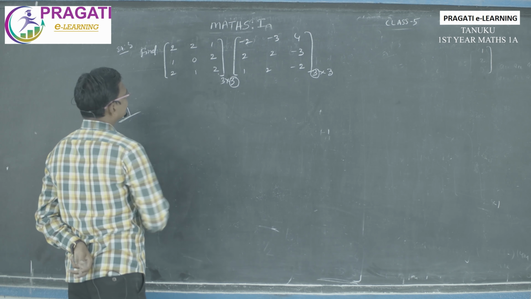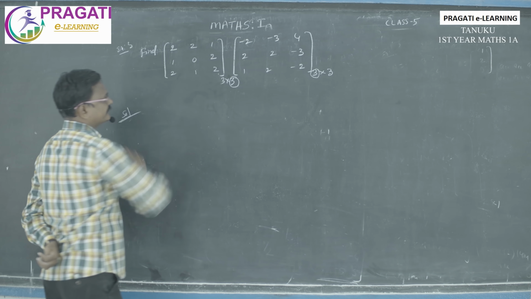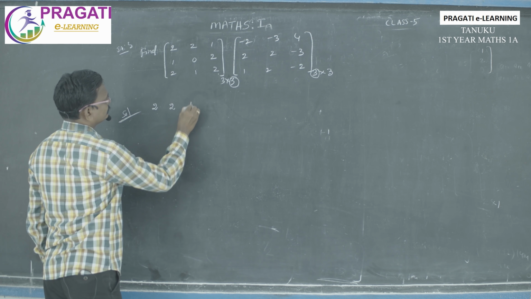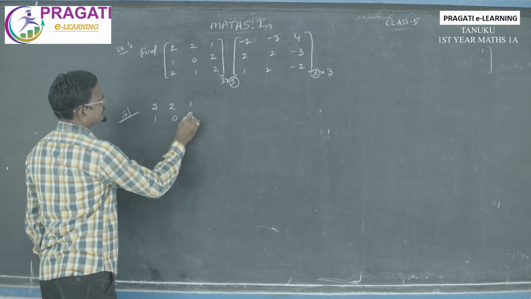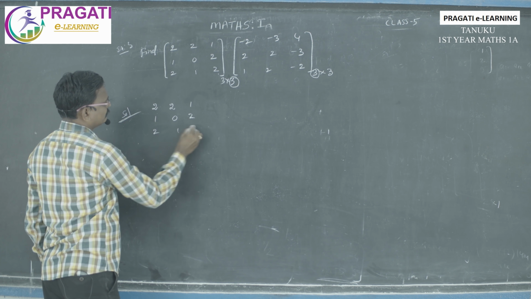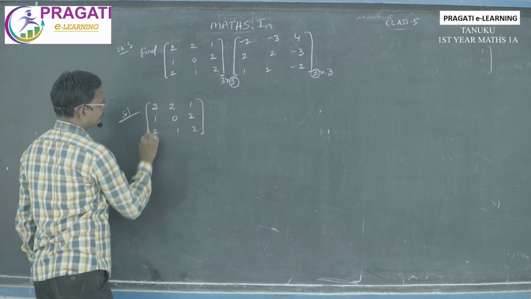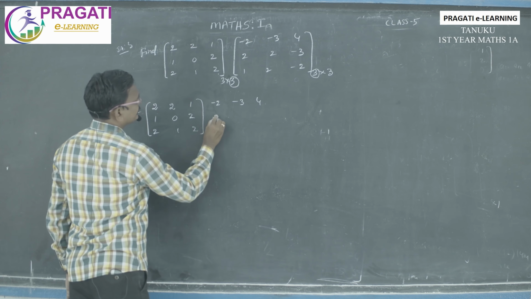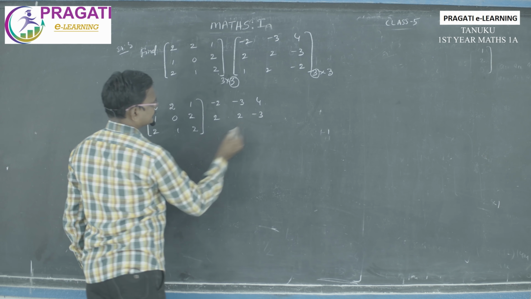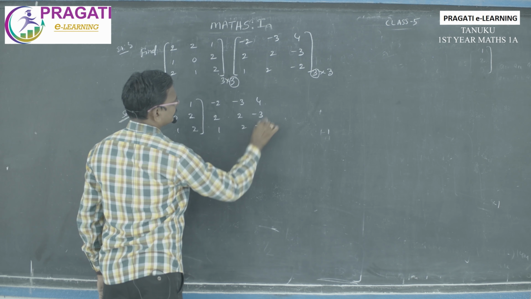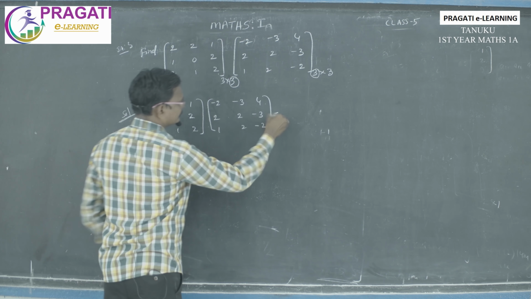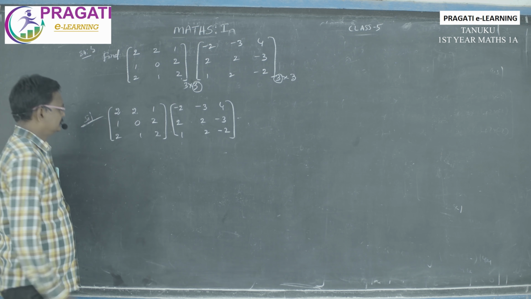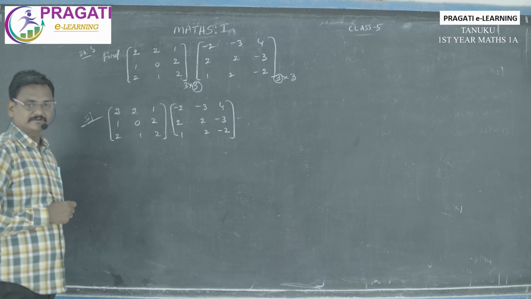What did I tell you? We are finding the multiplication of these two matrices. So once again I am writing 2, 2, 1, 1, 0, 2, 2, 1, 2, and minus 2, minus 3, 4, 2, 2, minus 3, 1, 2, minus 2. Now the multiplication of these two matrices. Let us start. I told you already.